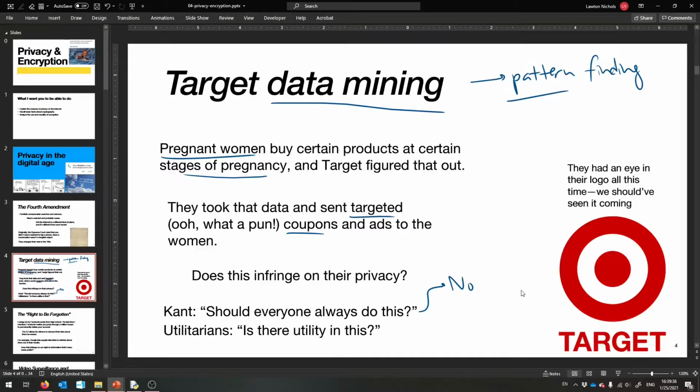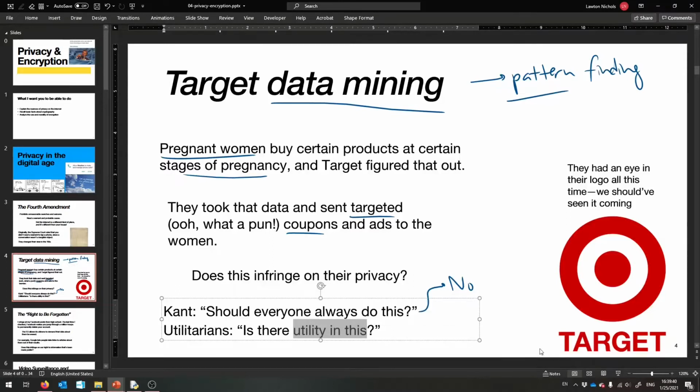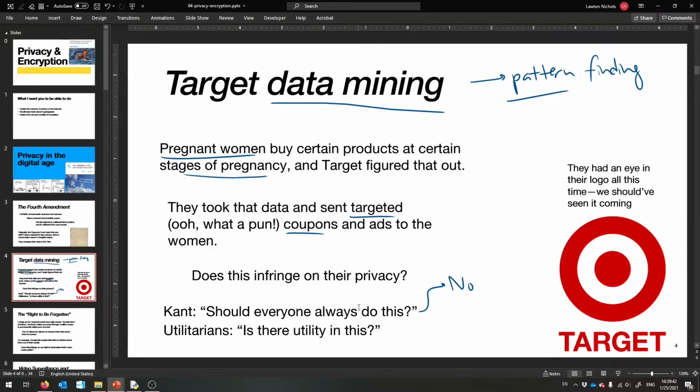Who knows? And then the utilitarians would ask, well, is there utility in this? For Target, yes. Yes, they're winning, right? If you were thinking about this from Target's point of view, yes, they can potentially make more money by mining this data about pregnant women and giving them targeted ads to things they might want to buy. Okay?